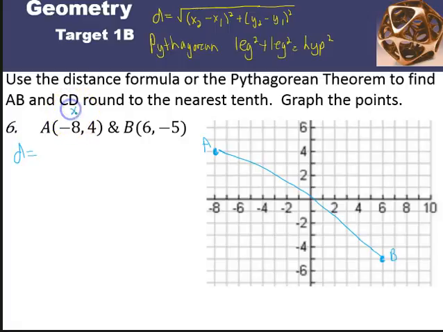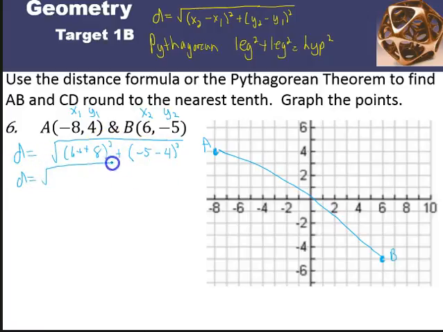Now I'm going to use the distance formula to find the distance. So first I need to label: this is x from point 1, so x sub 1, and this is y from point 1, so y sub 1, x from point 2, and y from point 2. Now plugging in, I say x2, which is 6, minus x1, which is negative 8, squared, plus y2, which is negative 5, minus y1, which is 4, quantity squared. Remember, it's always a minus, so there's always that minus in here. Now, that minus in this case gives me a plus. So here I get 6 plus 8, which is 14. So 14 squared plus negative 9 squared.